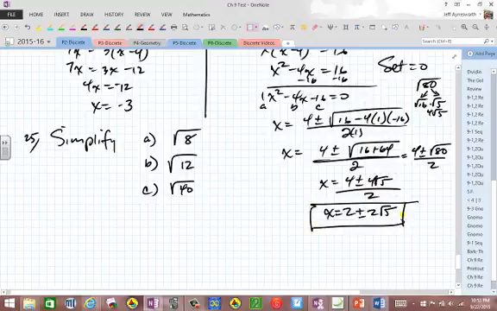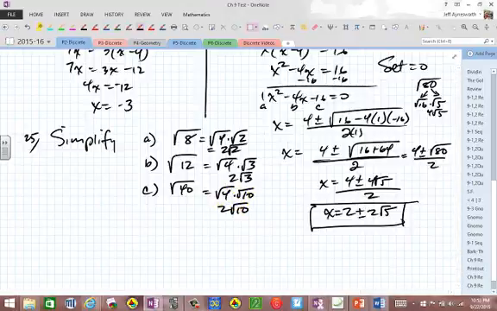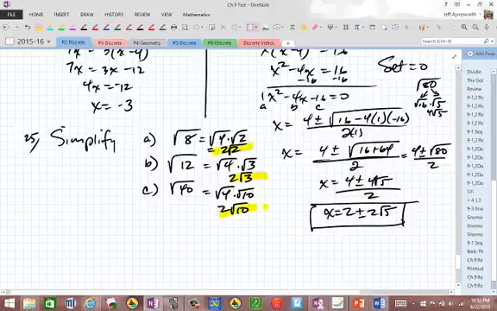How do you simplify roots? Well, root 8 is root 4 times root 2, which is 2 radical 2. Root 12 is root 4 times root 3, which is 2 radical 3. And this is root 4 times root 10, which is 2 radical 10. All right, your goals, these three here, guys.